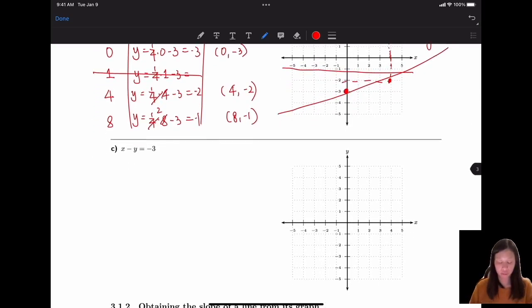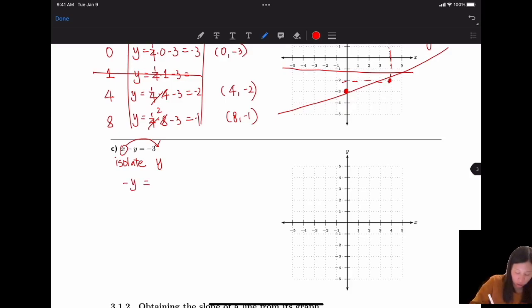Okay, next one. Okay, so the next one, you see x and y are both on the left side of the equation. So the easy thing is you want to isolate y and then move the other elements to the other side. So okay, I want to move x to the right. So in that case, I need to subtract x on both sides. So I have -y equals -x minus 3.